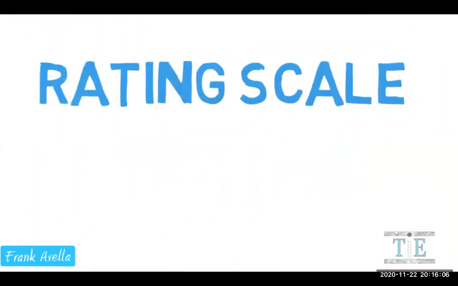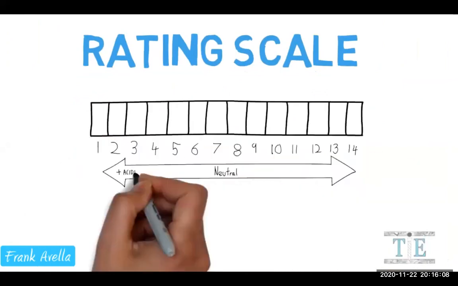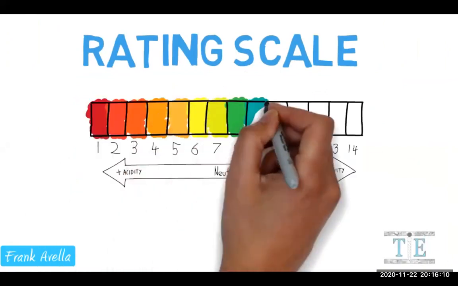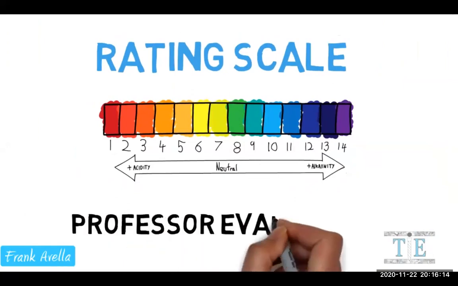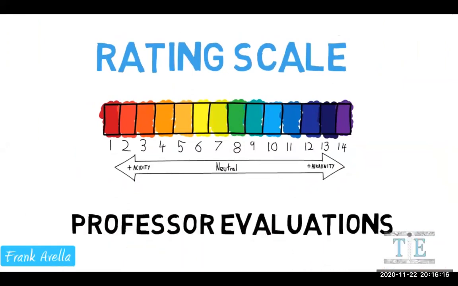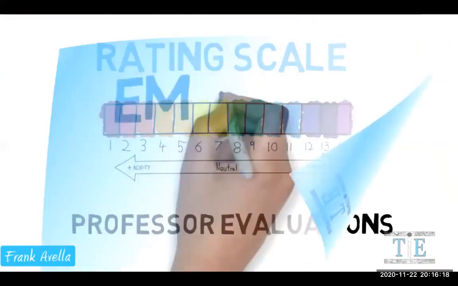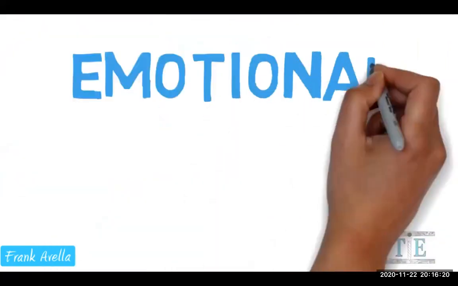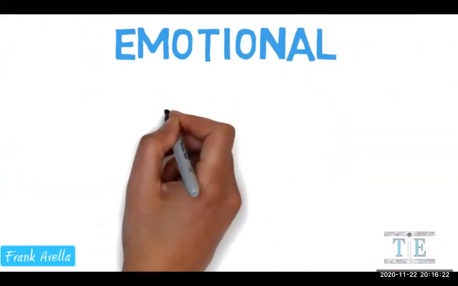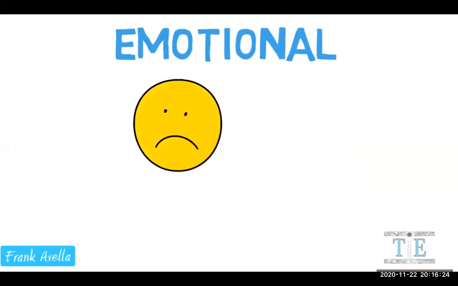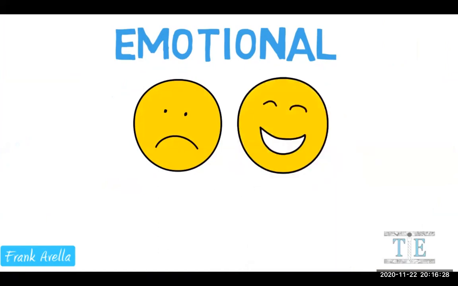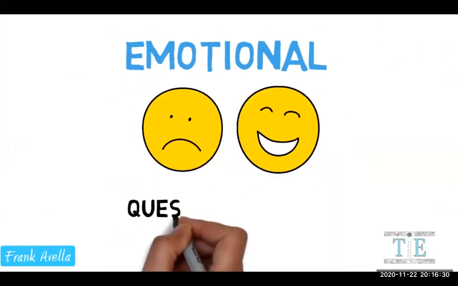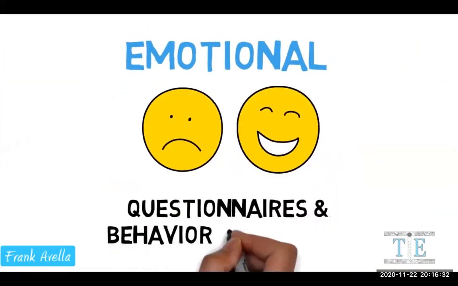Next up, rating scales. Ask students to gauge their understanding on a subject or a topic by giving a scaled score. Rating scales are often used for professor evaluations. Emotional assessments are used for more emotionally disturbed students and are often written simply as observations. Examples include checklists and student questionnaires.